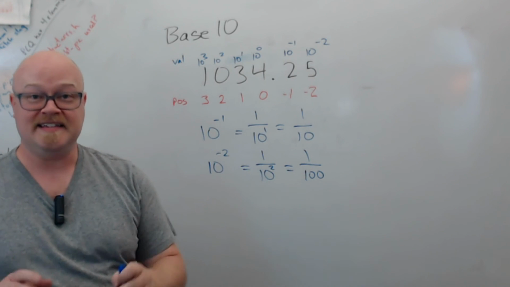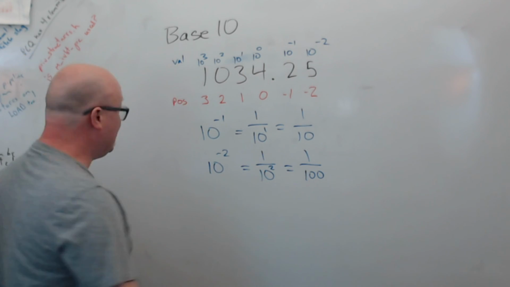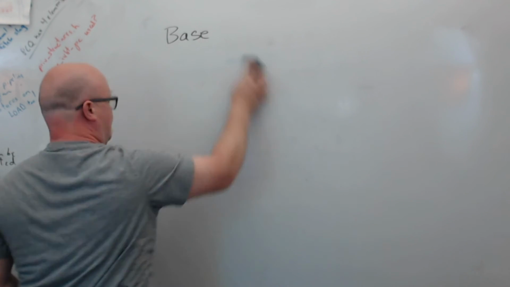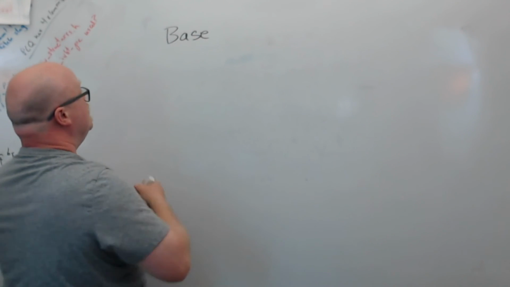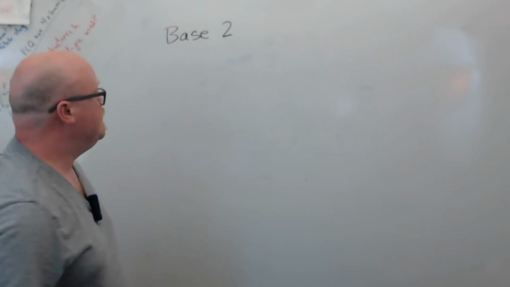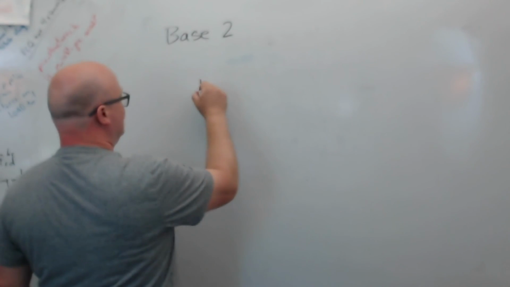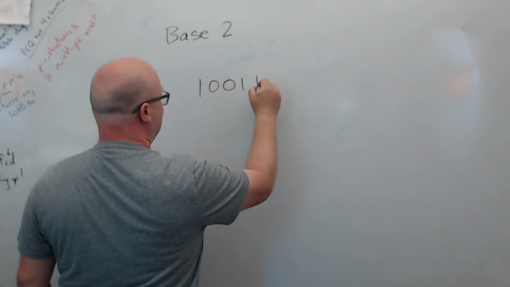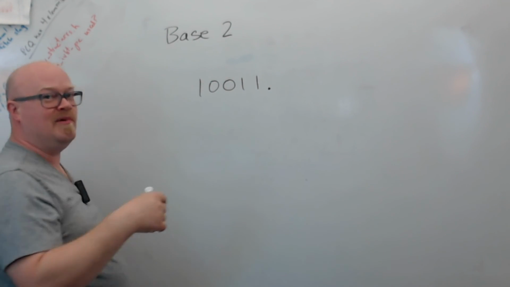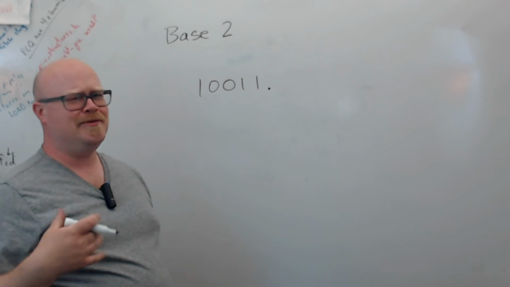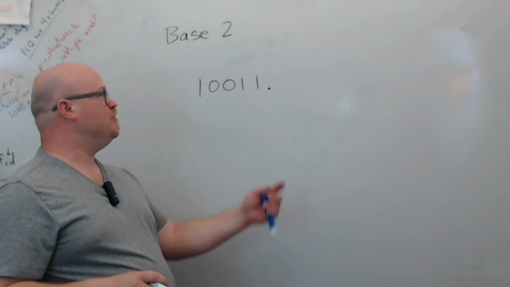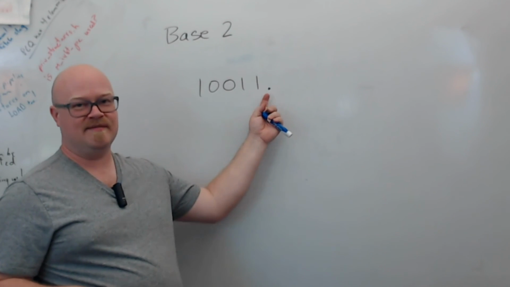Now let's switch bases again and do this one more time in binary. All right. So our base is 2. We are in binary. Our number will be 10011 point. Now this is not really a decimal point. And I don't think anyone would call it a binary point either. But it's okay if you refer to this periodically as the decimal point.